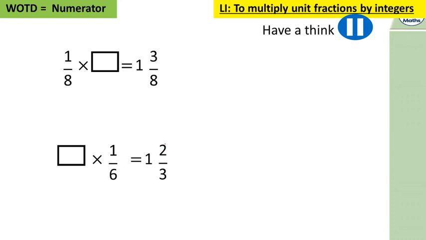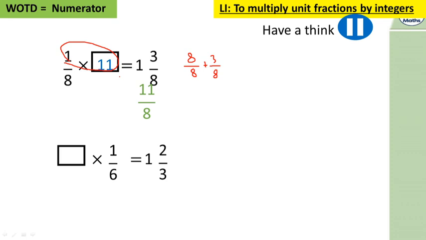Right, let's have a look at this first one. 1/8 times something equals 1 3/8. So if we work out that 1 3/8 is the same as 11/8, because remember, in 1 whole there's 8 eighths. 8 eighths plus the 3/8 is going to be 11/8, or 1 times the denominator. 1 times 8 is 8, plus 3 is 11. It's 11/8. So 1/8 times what? 11/8. Remember, only the numerator changes, so 1 times 11.